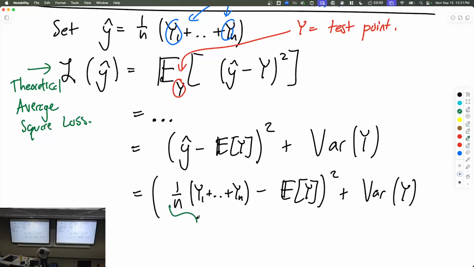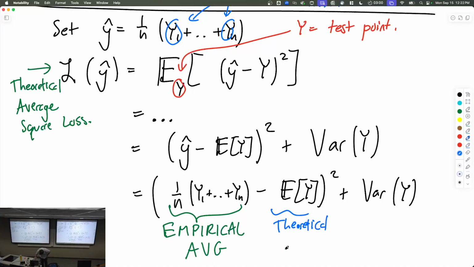Okay, so this is the empirical average. And this thing is the theoretical average. So this is this kind of decomposition. When we roll the dice, the empirical average, the actual average of the data points we saw, will not match the theoretical average perfectly. It will be off by a little bit. And that term, however off we are, we square it, and we add that onto the variance.